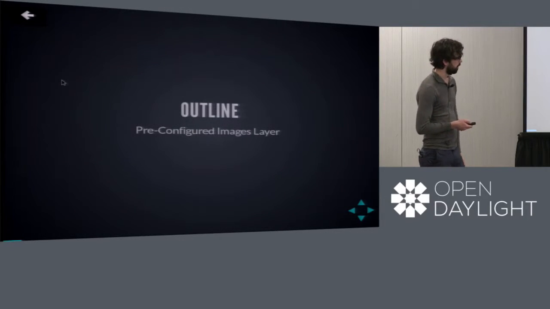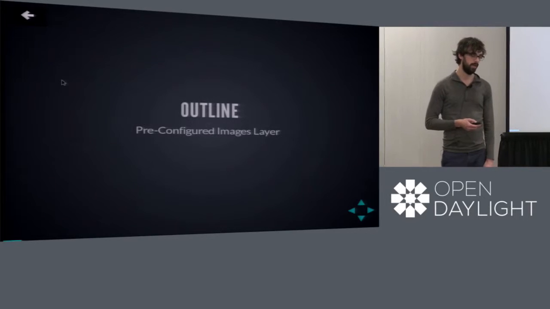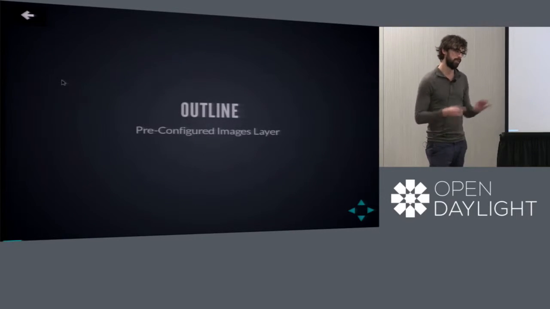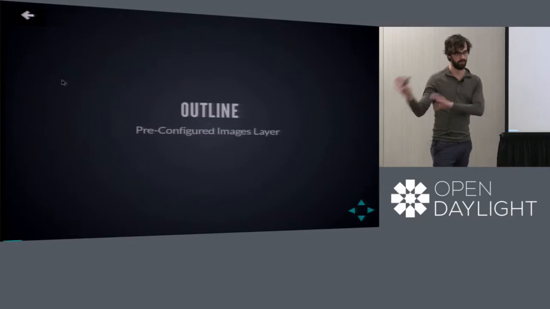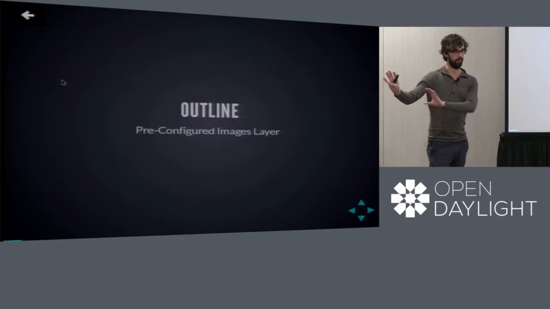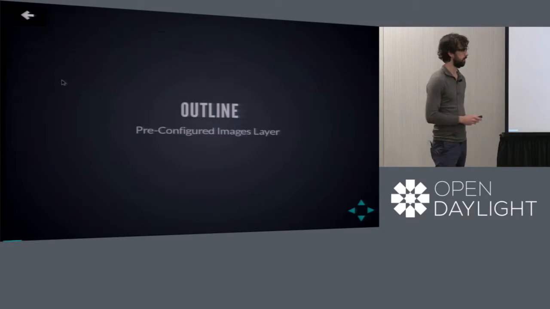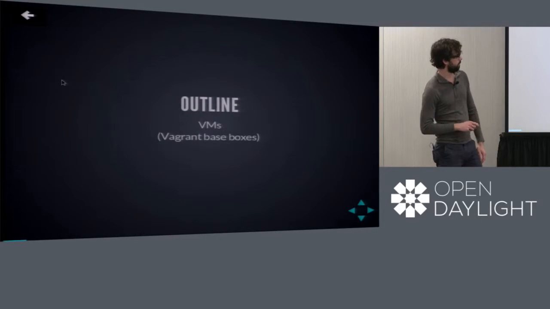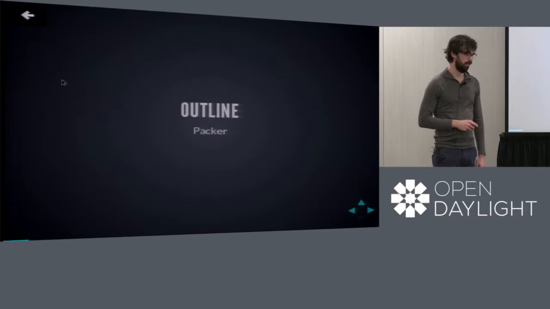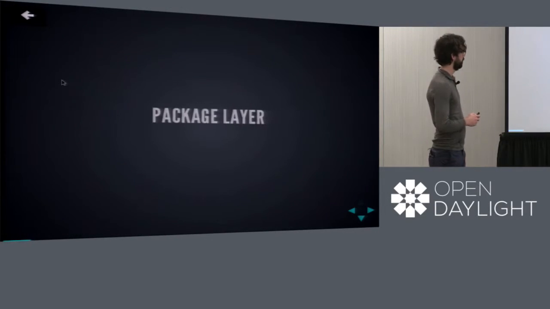And then the third layer, the top layer, is the pre-configured images layer. Those consume both the packages and the config management to create a final, well-configured artifact that comes out the other end of the pipeline, like a Vagrant base box or a Docker container. And all of those are built with a tool called Packer, which we'll talk very briefly about.